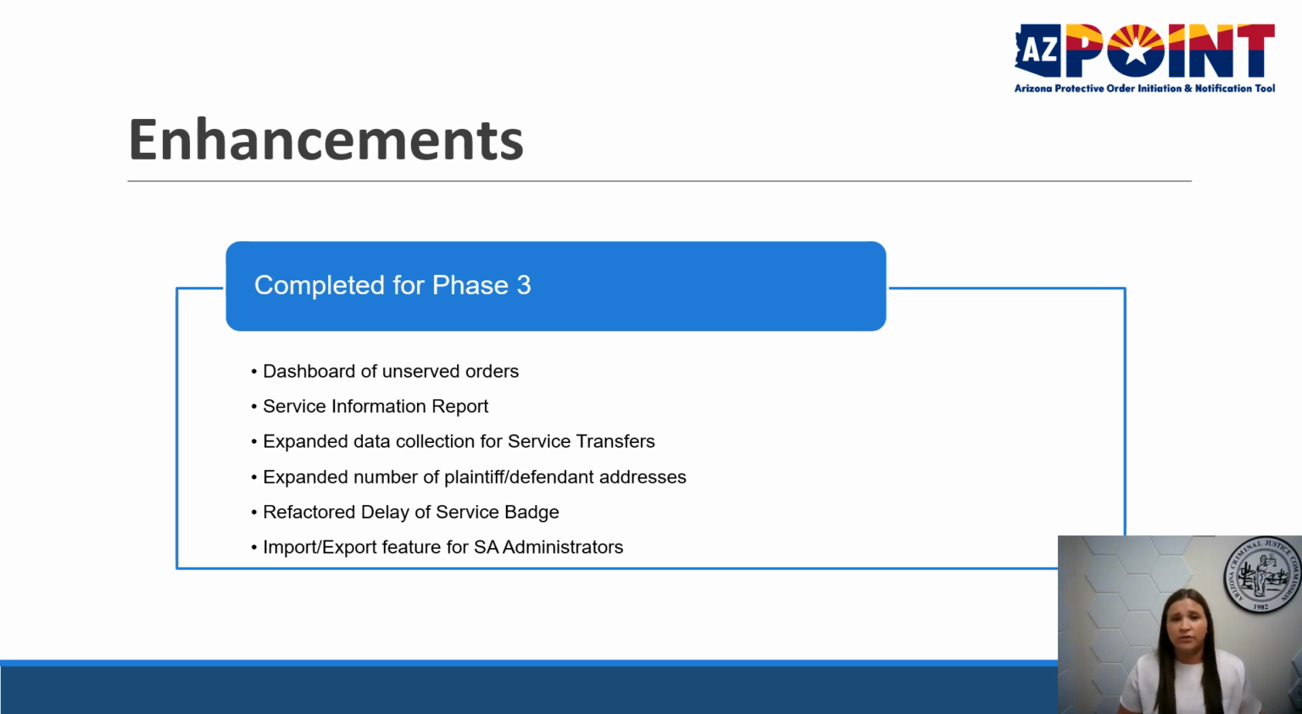Second, we've got a service information packet. This was highly requested from our servicing agencies, a packet of information that really pulls all the data that we have together. So it's going to show you the defendant information, the plaintiff information, any service attempts that have been made, transfer assignment history. All of that information is now combined into one service information packet that you can print and access through the system.